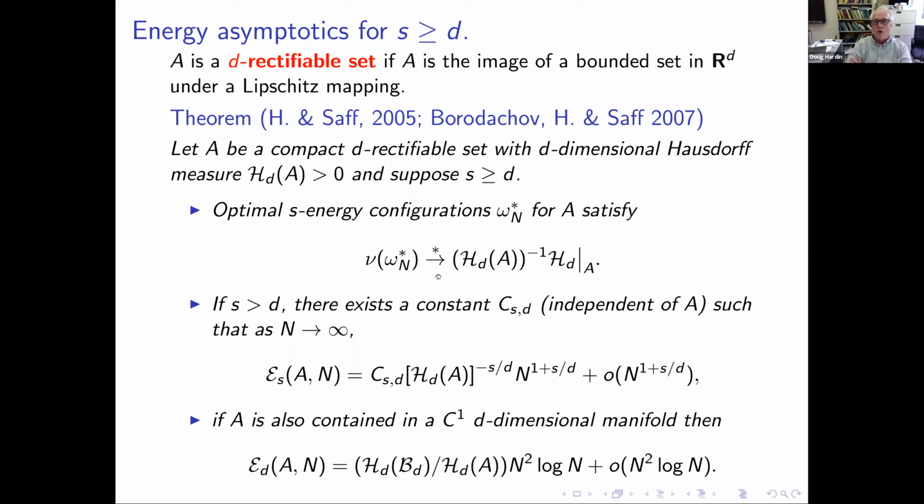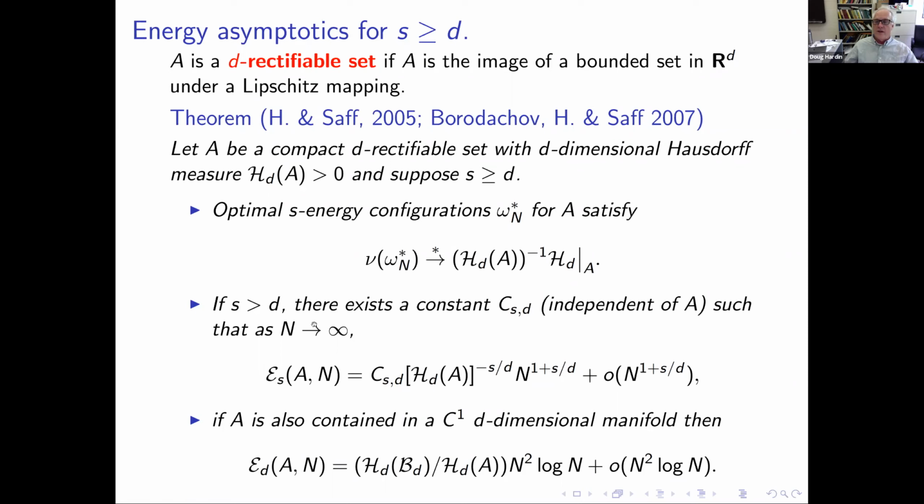First of all, the limiting distribution is necessarily the uniform measure on A. And here, uniform measure on A means the D-dimensional Hausdorff measure restricted to A and then normalized. So on smooth surfaces, this would be normalized surface area measure, or on a volume, this would be normalized volume.